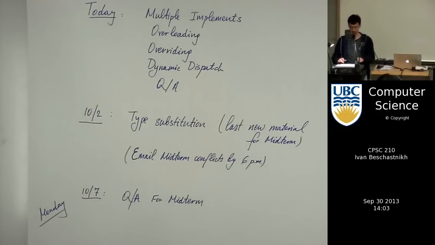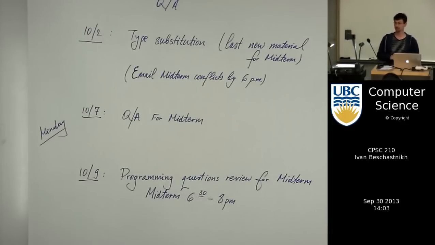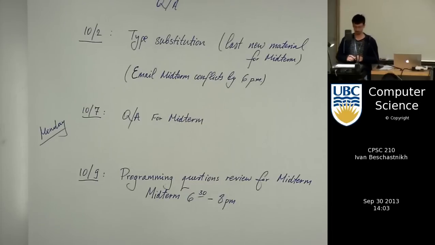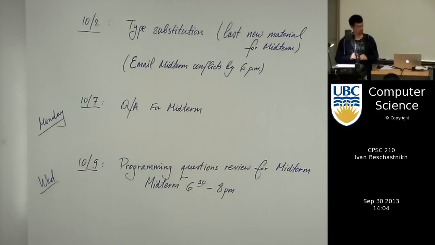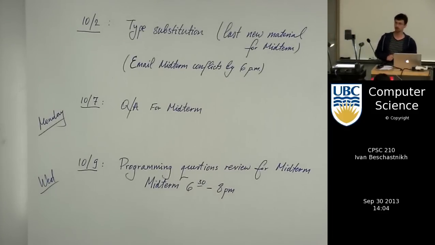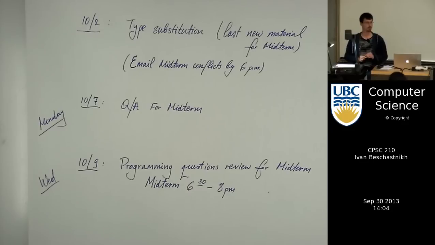10-7, we'll have a Q&A for the midterm. Essentially, we're not going to cover any new material. We're just going to be here talking about all the stuff that we've learned. I'll maybe have a couple of examples made up so that you can ask me questions. So come with questions on Monday. That's the key thing. And then on Wednesday, next week, in lecture we're going to have programming questions review. So again, not covering new material. We'll mostly be focusing on writing Java code and reading Java code and things like that. And that same Wednesday, the midterm will be 6:30 to 8 p.m.